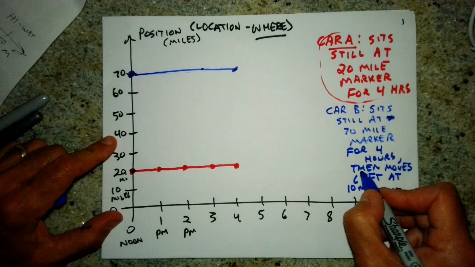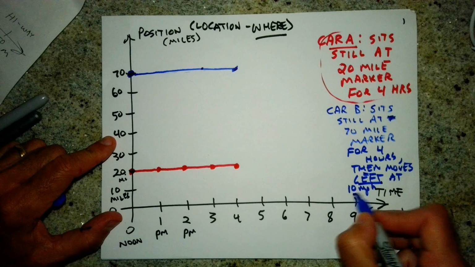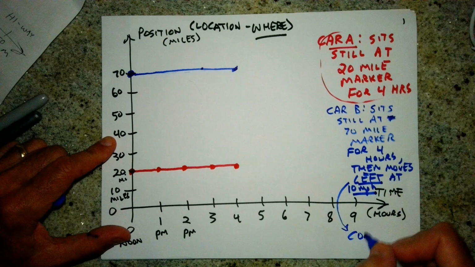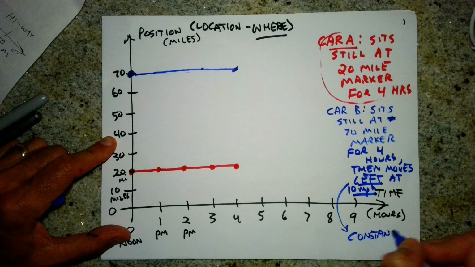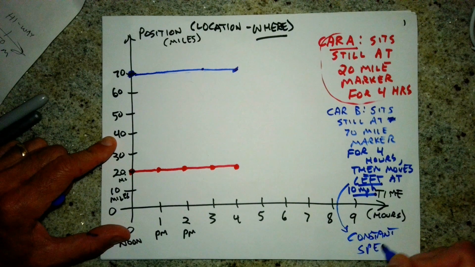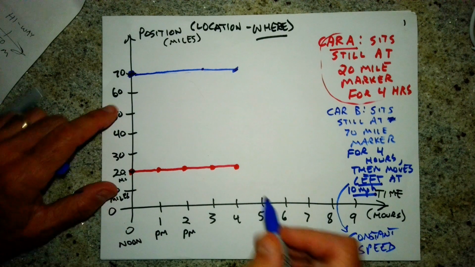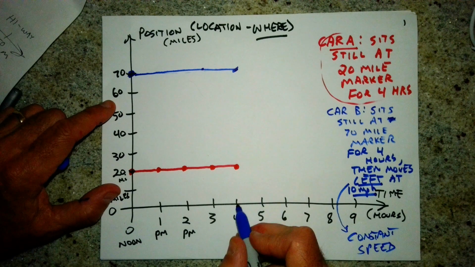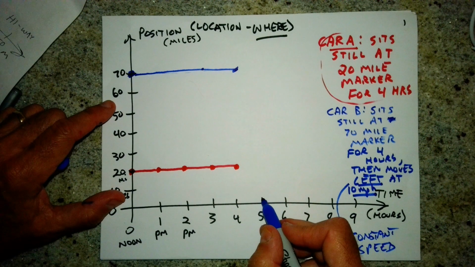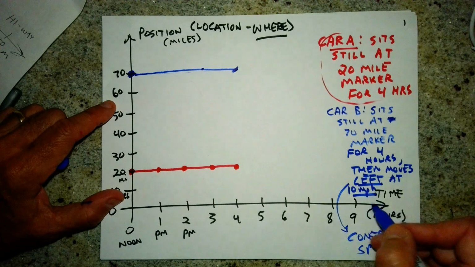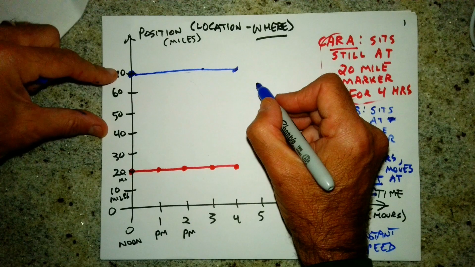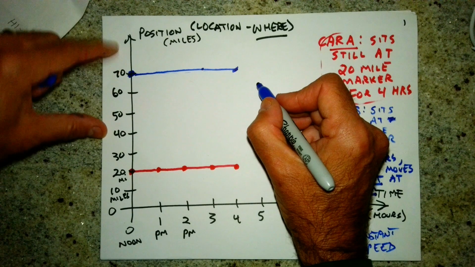Then this car starts to move left at 10 miles per hour, and I didn't write it, but it should also say constant speed. A constant speed of 10 miles per hour to the left. Okay, so let's think of what that looks like. 10 miles per hour to the left, so 1 hour after 4 o'clock. So at 5 o'clock, it's moved 10 miles per hour for 1 hour, so it's moved 10 miles to the left. To the left from 70 is to go to 60, not 80.